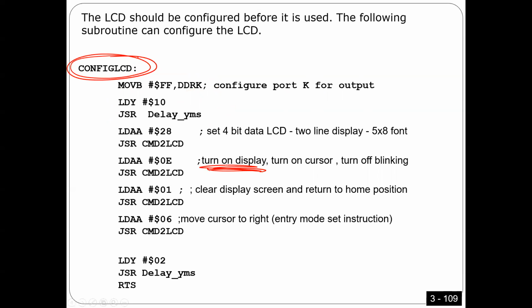I'm going to turn the display on. I'm going to turn the cursor on. I'm going to turn the blinking off. There is no blinking. So all of these are done here in this instruction. In this instruction, you turn the display on, cursor is on, turn off blinking.